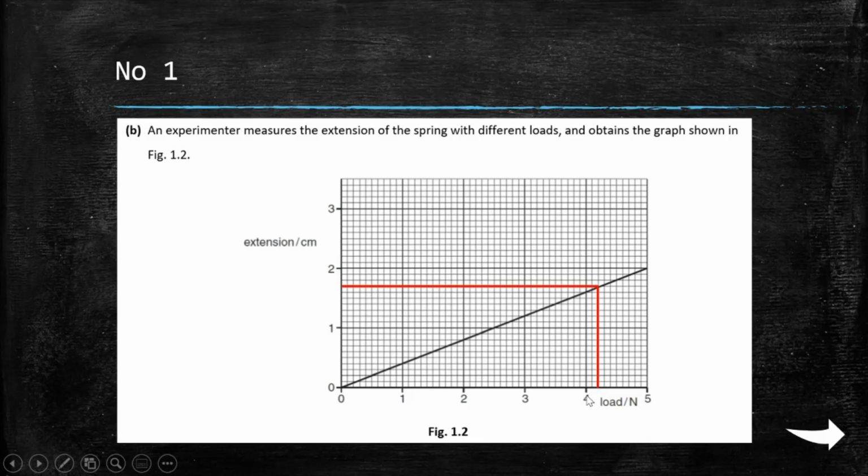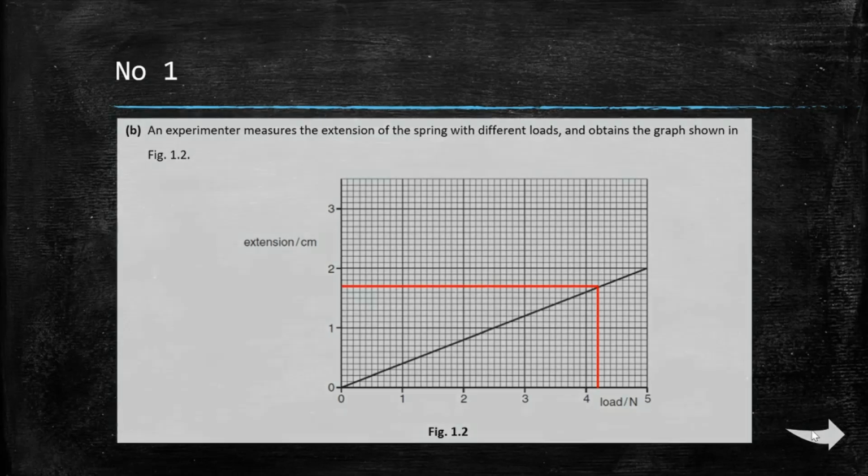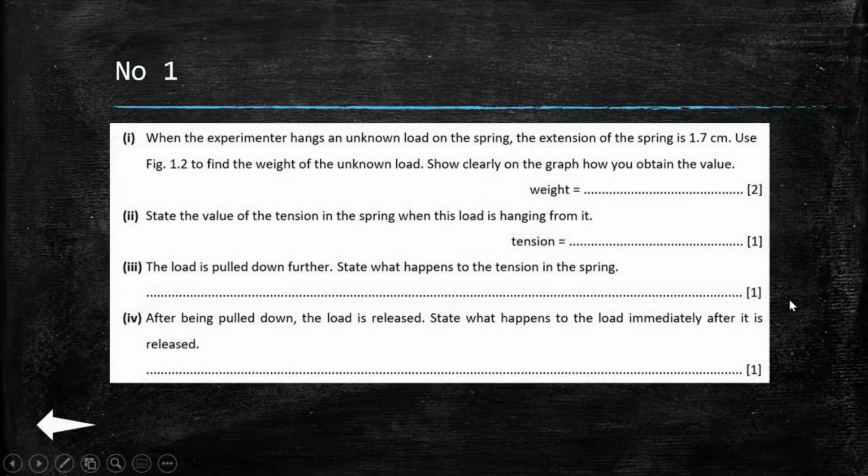Let's count from 4, 4.1, 4.2. So 4.2 is the point where the vertical line meets the x-axis. This means that 4.2 is the value of the load. Now we can answer question 1bi. Weight equals 4.2 Newton.